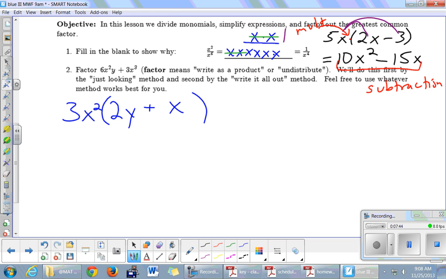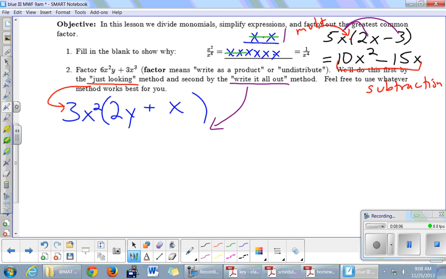Okay, so if you got that, super. If you didn't, super. But that's what Sandy calls the just looking method. There's not a lot of description that we write. We just say a lot of stuff and write the answer. Okay, but for the rest of us, for everybody, including me, let's write it all out.